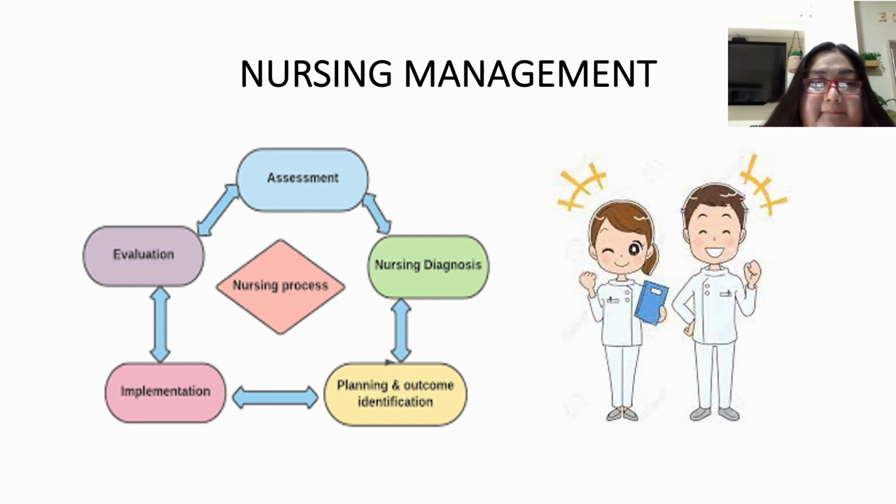Third is to plan. After you have identified your problem, what is your plan? You have to address your goal. You have to correct the problem. So, for example, may risk for infection. Ang plano mo, hindi mag-develop ng infection. Kung ang nursing diagnosis mo, hyperthermia, what is your goal? Mawala yung lagnat. If your problem is acute pain, mawala ang pain. If your problem is fatigue, mawala ang fatigue. If your problem is activity intolerance, matolerate ang activities.